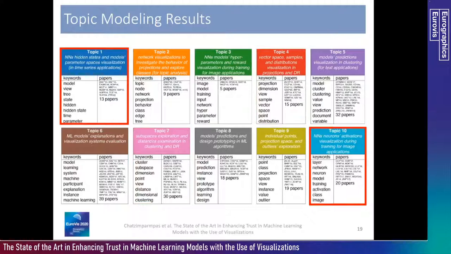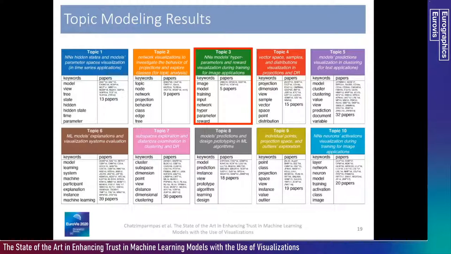3 out of 10 topics are about neural networks, and 2 topics concern projections and dimensionality reduction. For instance, topics 1 and 10 include visual analytics tools focusing on the visualization of the neural network's hidden states and neuron activations, and the comparison of models based on the visualization of their parameter spaces. Topic 3 instead focuses more on diagnosing the training process for reinforcement learning. And topic 4 reflects the comparison of data structures with the use of projections and dimensionality reduction. Another example is topic 7, related to finding the correct distance function and checking if these distances are preserved after the projection from the high-dimensional space into the two-dimensional space.